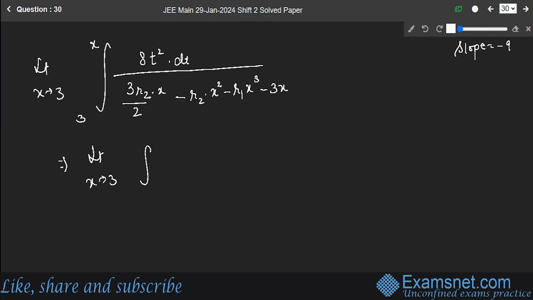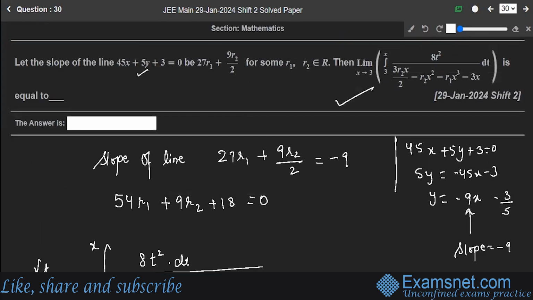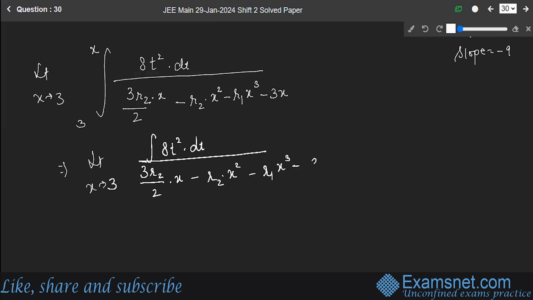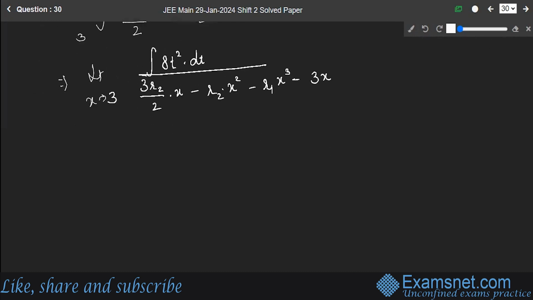I'll do one thing. Okay, let's write it here. 8t square. This integral is on the numerator only. So this one can be written properly: limit x approaching 3, integral of 8t square dt, upon (3√2/2)x − √2 x square − √1 x cube − 3x. All right, and here the limits were 3 to x.